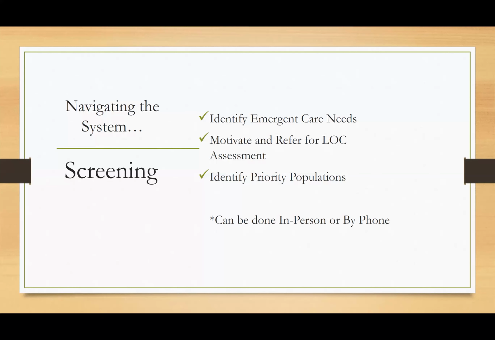Our second goal of a screening is to motivate and refer a client for a level of care assessment. A level of care assessment will gather histories and will determine what level of care is most appropriate for an individual. Our third goal is to identify priority populations, and we will discuss what those priority populations are shortly. Keep in mind that all screenings can be done in person or by phone by any licensed drug and alcohol facility.